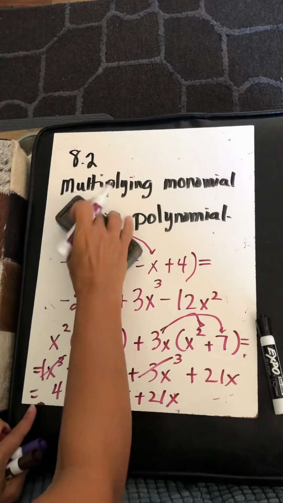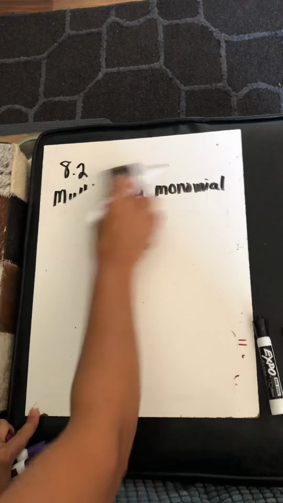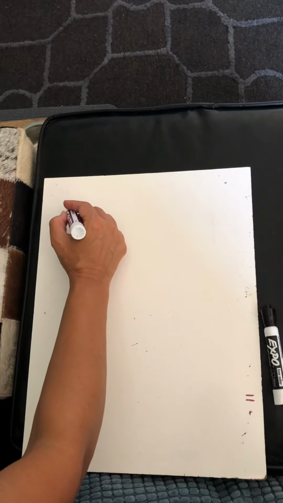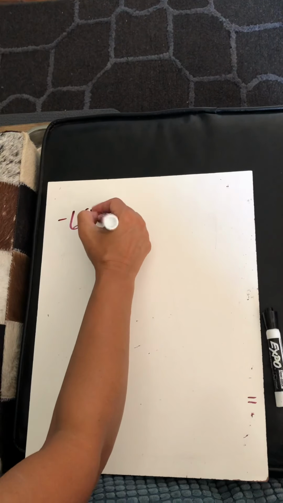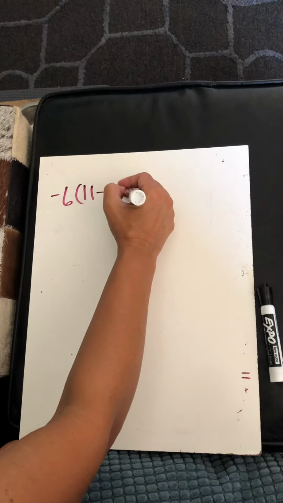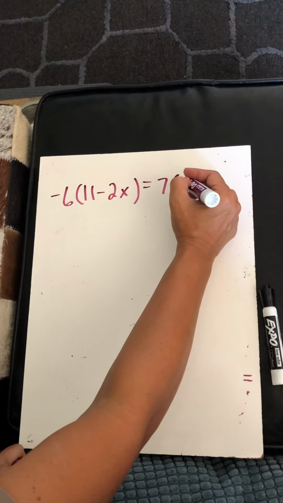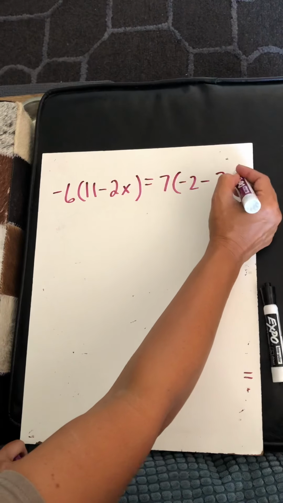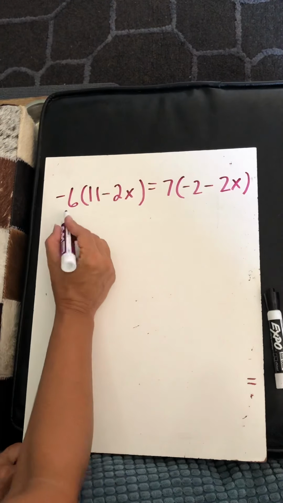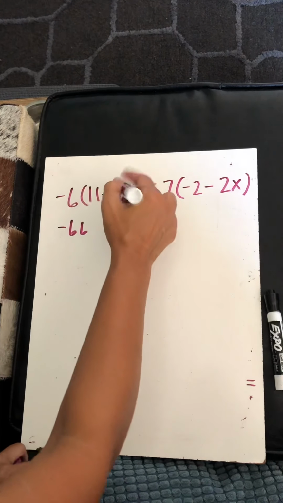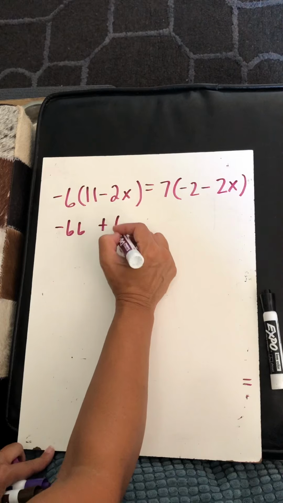The second thing I'm going to show you is we're going to multiply and then solve. So go ahead and write down this equation. So now these will be equations because they'll have an equal sign. Put negative 6 times 11 minus 2x equals 7 times negative 2 minus 2x. So on the left side, go ahead and distribute the negative 6. So negative 6 times 11 is a negative 66. A negative times a negative is a positive, or a plus 12x.